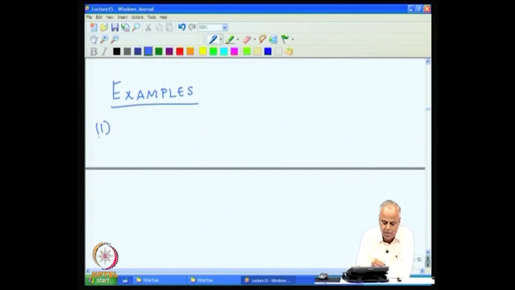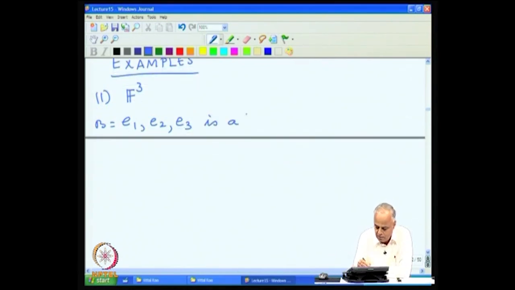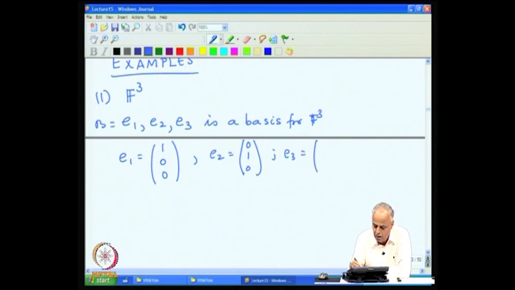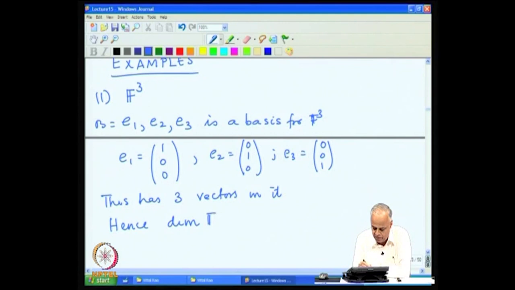So, let us look at the first example, F3, which is your standard example. And we know that B, E1, E2, E3 is a basis for F3. What is E1, E2, E3? Recall, E1 is this vector, E2 has the second entry as 1, all others as 0, and E3 has the third entry 1, all others as 0. This we have seen is a basis for F3, and this has 3 vectors in it, hence dimension of F3 is 3.